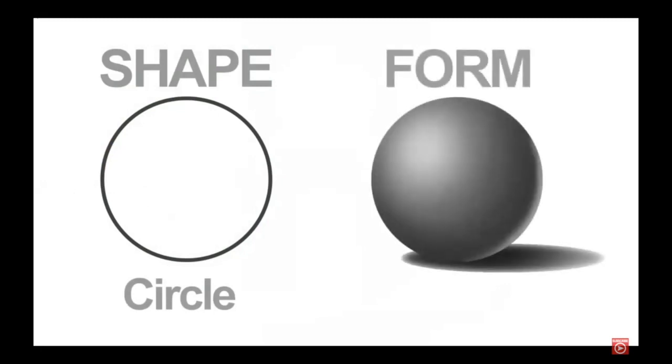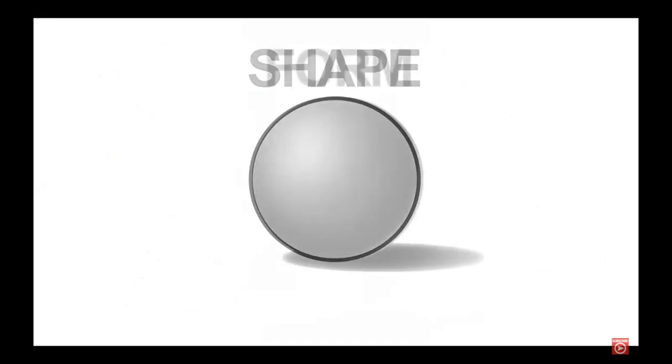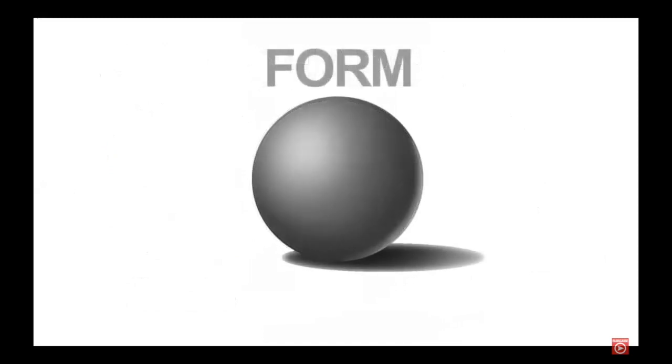Let's first determine what a shape is, though. A shape, of course, is a flat enclosed line. So if we take a line and close it up, we've created a shape, and in this case, we have a circle. But we want to create the illusion of form in our drawing. And of course, the form version of our shape here is a sphere. So how do we do that? Well, we start with a shape, and then by adding value or shading, we create the illusion of a form.